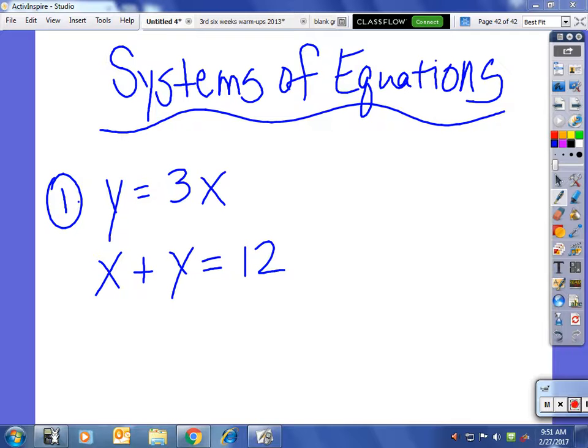On the top equation, y equals 3x, guess how many solutions there are to that? 76 solutions. That's pretty specific. There are billions upon trillions of solutions to that equation all by itself. Okay, there's millions. Whatever value I pick for x, I triple it, that's my y. And I could do that 100,000 million times. Guess how many solutions there are to x plus y equals 12? Millions upon billions upon trillions.